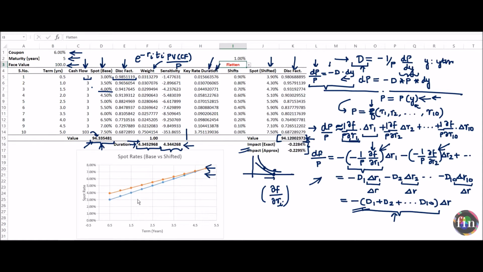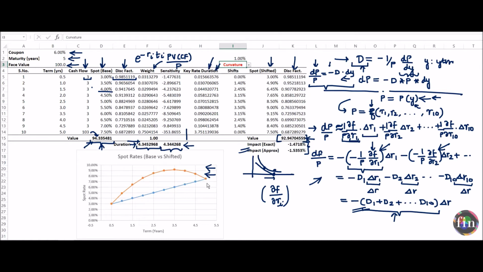So flattening happens when short-term rates move up by a lot more than long-term rates. And yet again, you see that the two are quite close. I mean the exact impact and the approximate impact. Let's check for change in curvature. So initially my spot rates, let's say, were linear, and now let's say I have bumped them to make it a curved term structure of interest rates. And again, the exact and the approximate are not that far, it's quite close.